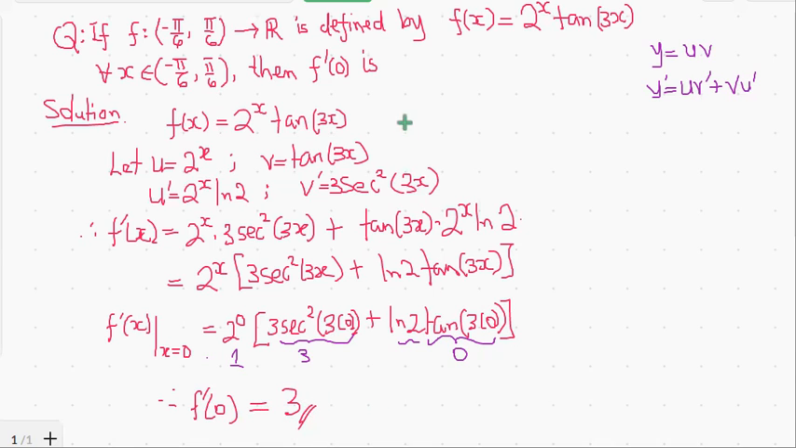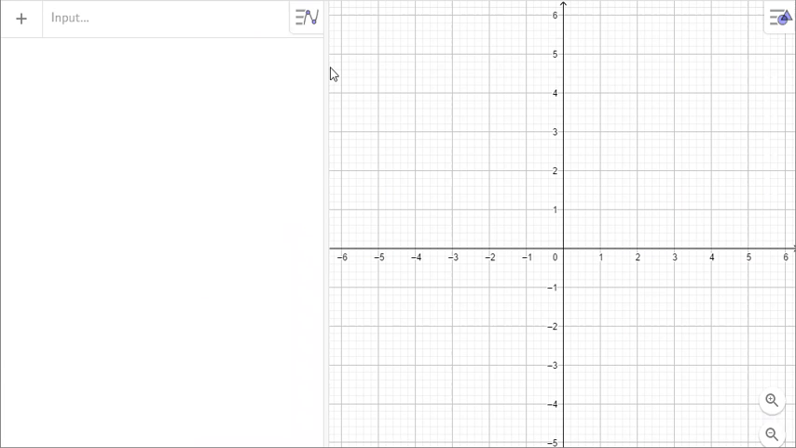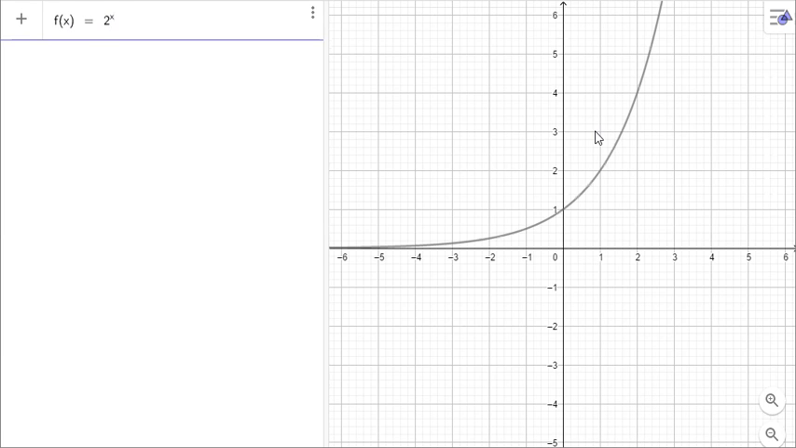So here is the answer to this question. I hope it was very easy and the solution is straightforward. Okay, so let's look at GeoGebra. Here in GeoGebra, I'm going to define my function. Let me just ignore the domain of the function and assume the domain is entire R. So I'll start by defining the function f of x equal to 2 to the power of x times tan 3x.